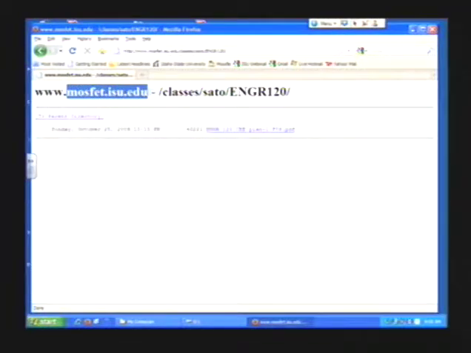isu.edu. There's no slash right here. This is actually the more accurate site right here. MOSFET isu.edu /classes/SATO/ENGR120. And then you find right here ENGR120. This is a plan for the CE session.